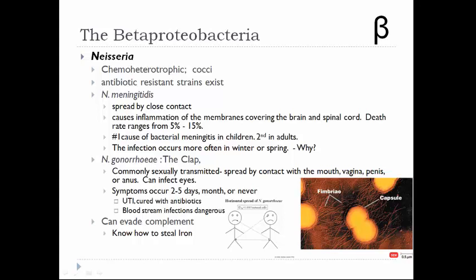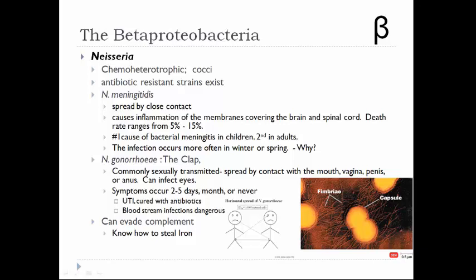Now, there's also a meningitis that's caused by an organism in the same genus. It's spread by close contact. The reason it's called meningitis is it causes inflammation to the membranes of the brain and spinal cord. 5 to 15% die. It is the #1 cause of bacterial meningitis in children, and there are several different types of meningitises, but this is the bacterial one that is the #1 cause in children and second in adults. And it tends to occur more often in the winter or spring.